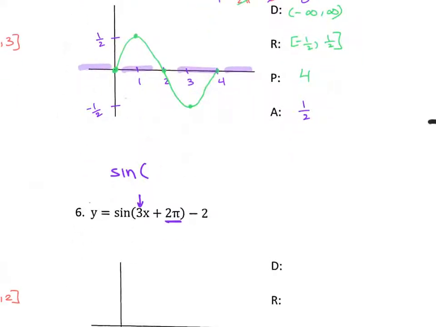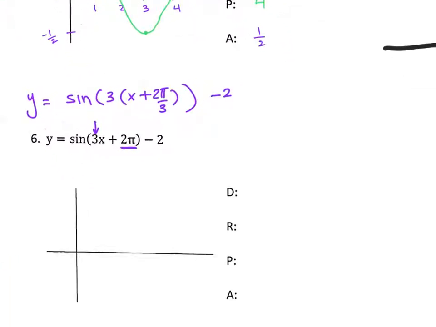Okay, so if you factor out 3, what will you get? It's going to be x plus... what times 3 would give me 2 pi? 2 pi over 3. So that means that my graph is going to be horizontally compressed by 1/3. It's going to go left 2 pi over 3 and down 2.